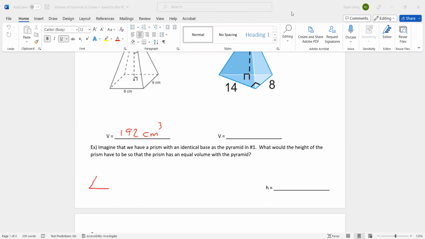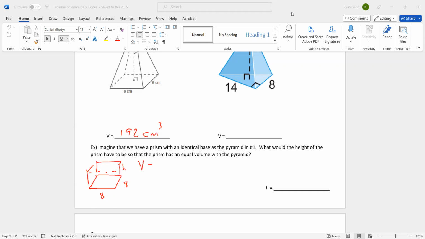Okay, so 8 by 8, but this one's going to be a cube. What would the height have to be, so H, so that the volumes are equal?